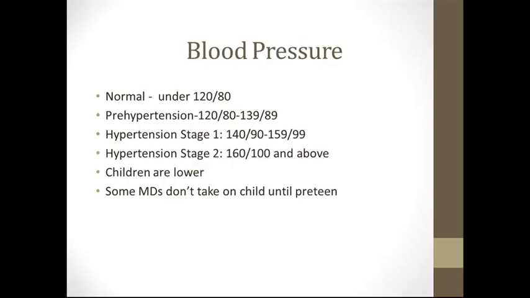Adolescents are 94 to 119 systolic and 58 to 79 diastolic.